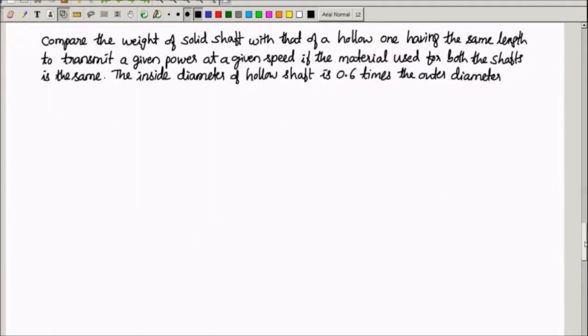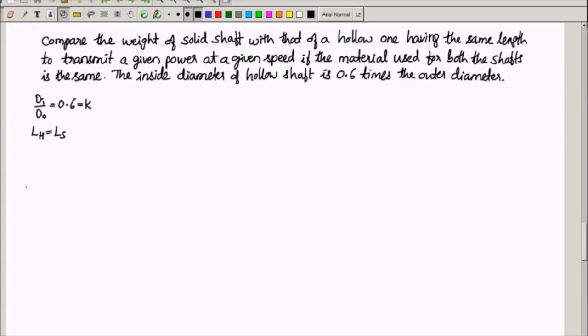The problem is here. Compare the weight of a solid shaft with that of a hollow one, having the same length, to transmit a given power at a given speed, if the material used for both shafts is the same. The inside diameter of the hollow shaft is 0.6 times the outer diameter. We have to compare the weights, meaning how much weight is saved by the use of a hollow shaft. Here k is given: di by do is 0.6. Having the same length, LH is equal to LS. It is for transmitting the same power.